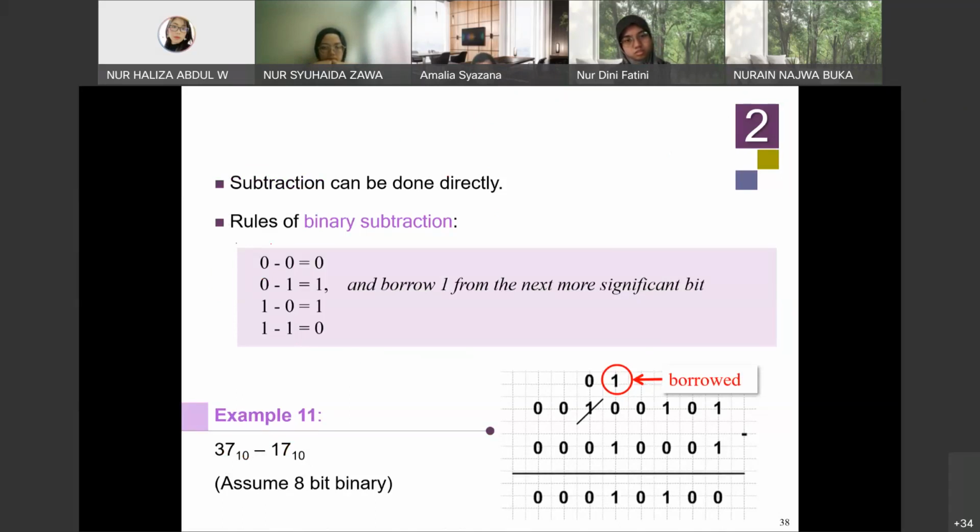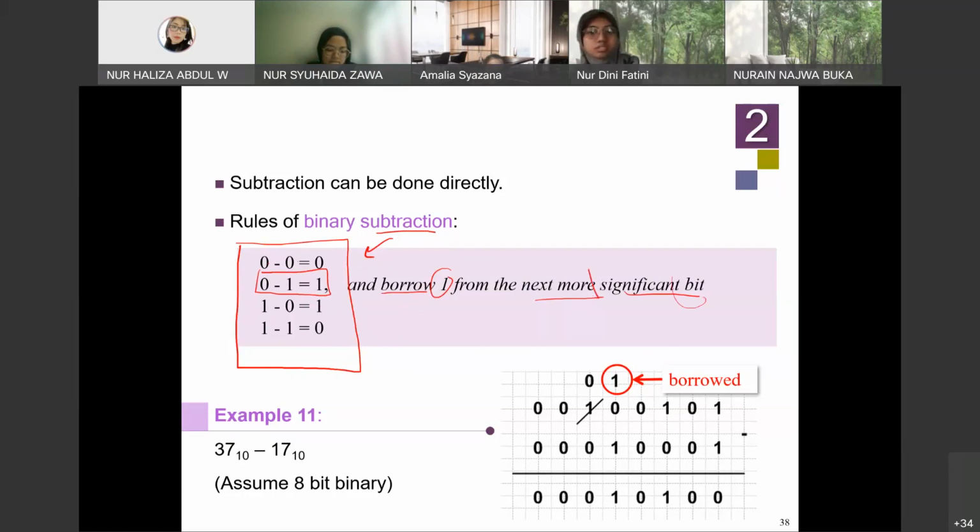Now there are also rules. Last time we didn't look into the table for subtraction. Now you need to know that 0 minus 0 is 0. 0 minus 1, you get 1. 1 minus 0 equal to 1. 1 minus 1 gets 0. But for this part, there is a special case where you need to borrow 1 from the next significant bit. This is normal mathematics.